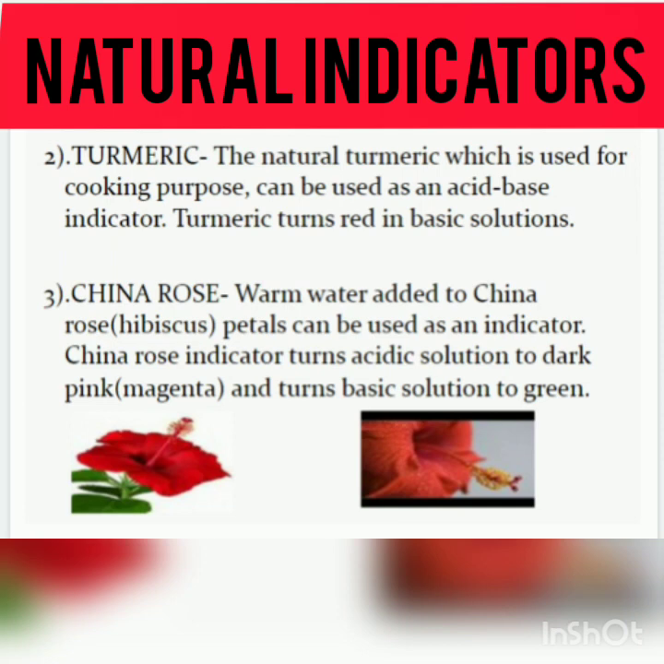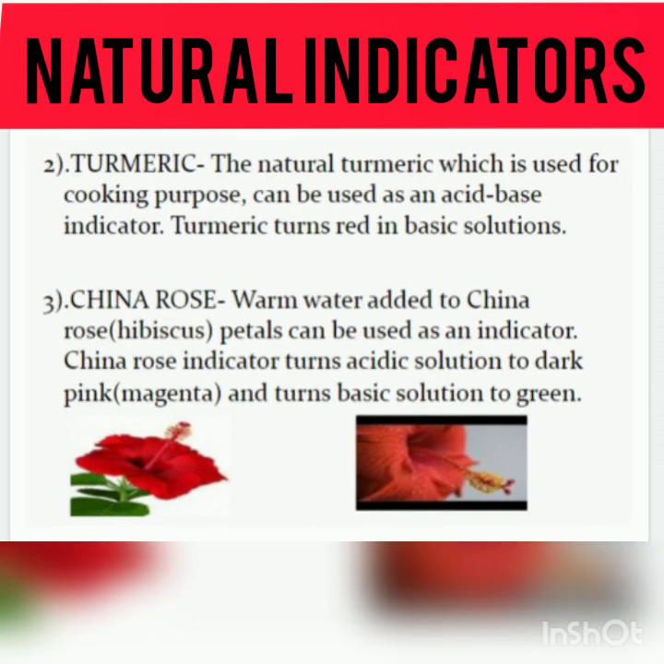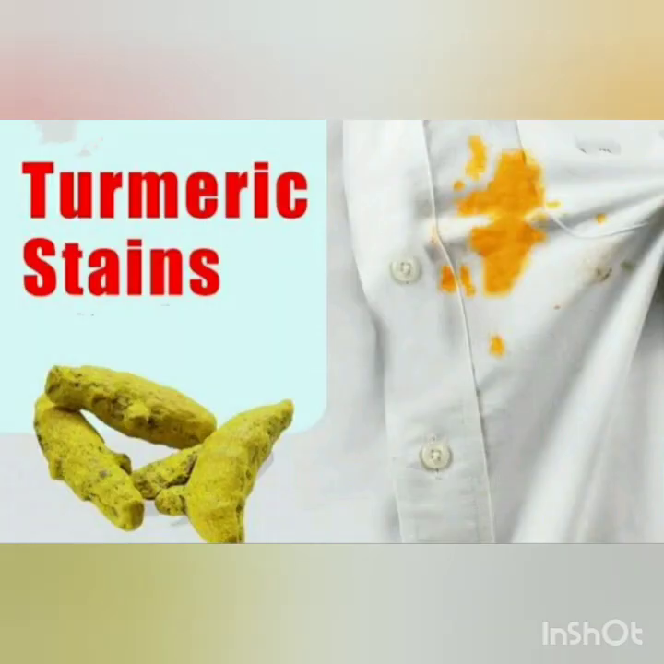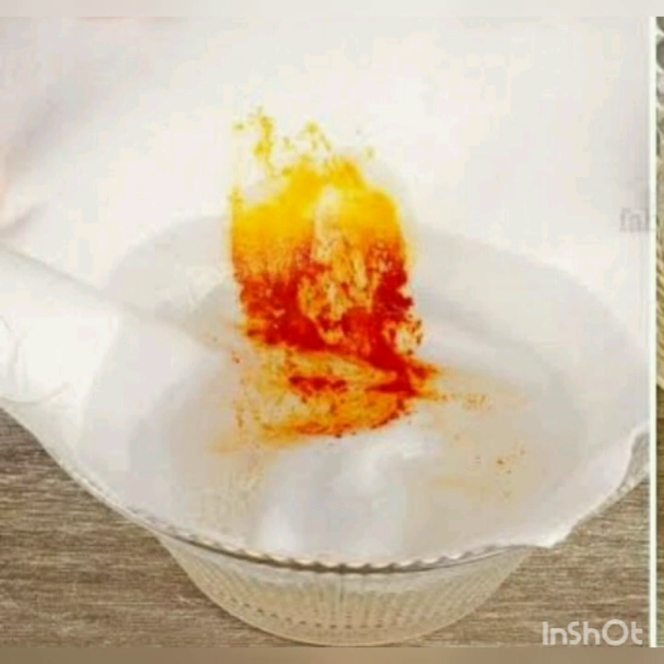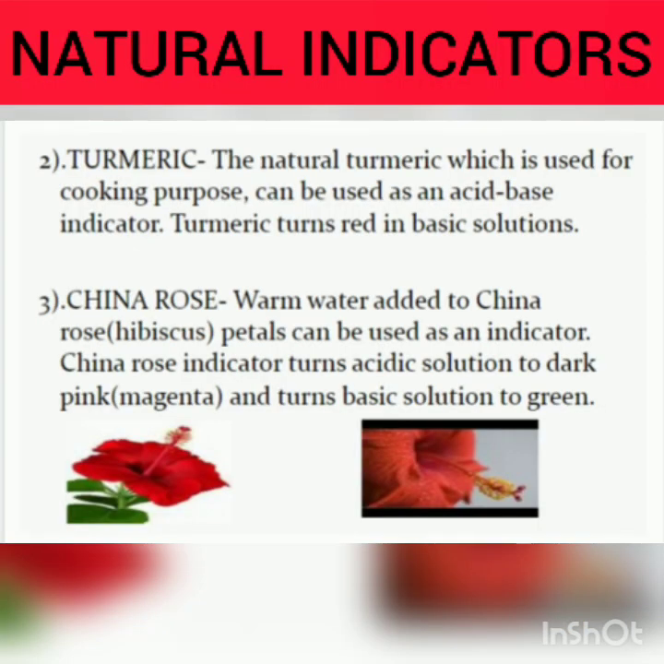Our another natural indicator is turmeric. The turmeric which is used for cooking purposes can also be used as an indicator. Okay, tell me what happens when you try to wash a turmeric stain with soap? Yes, it becomes reddish in color. Why? Because turmeric is an indicator. It turns red in basic solution. Next indicator is China rose petal extract.